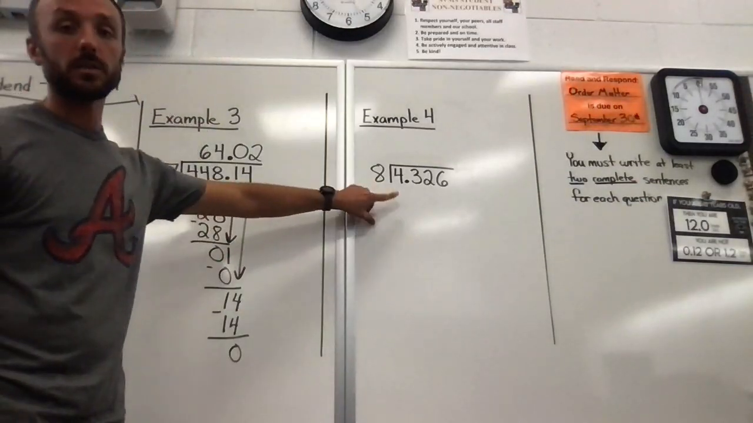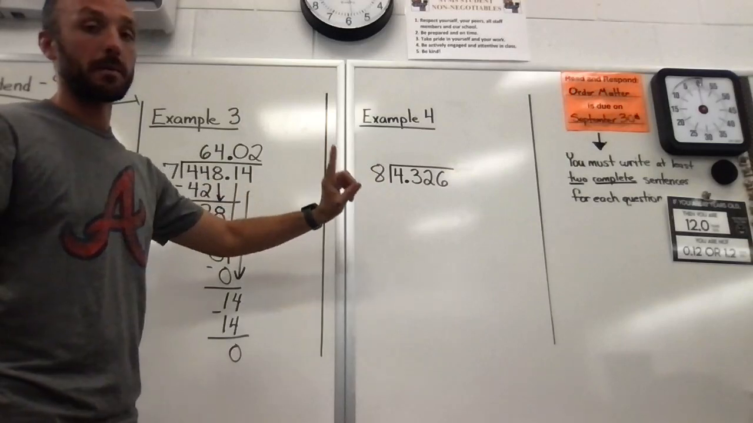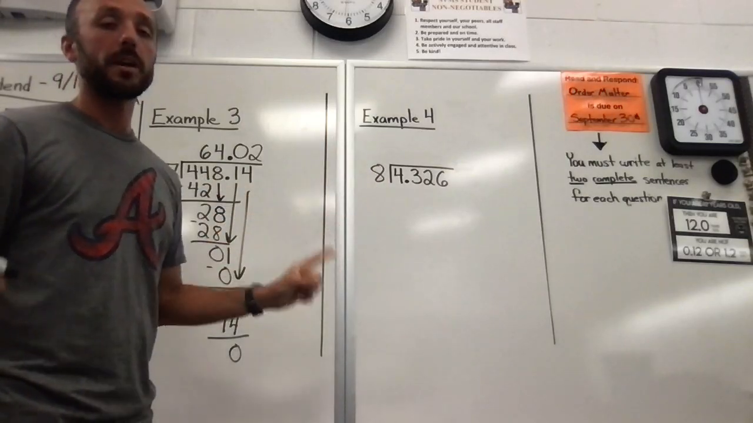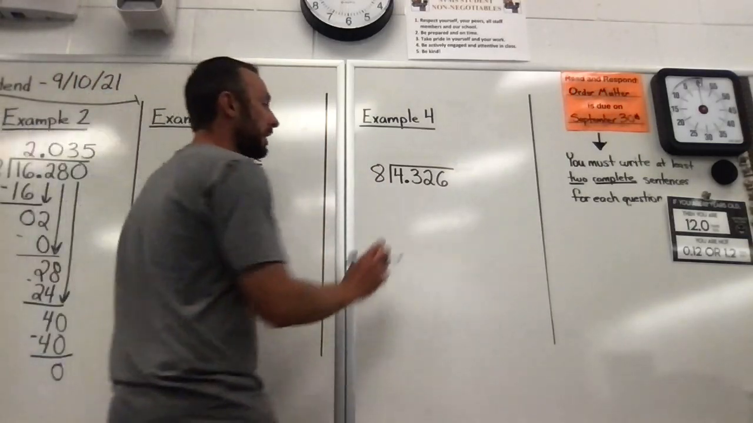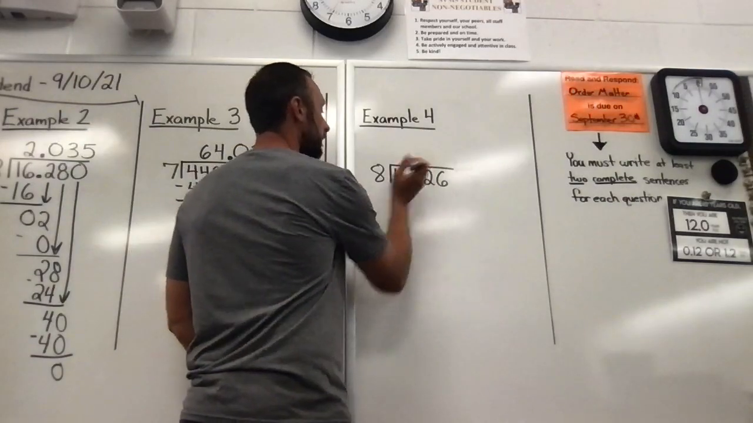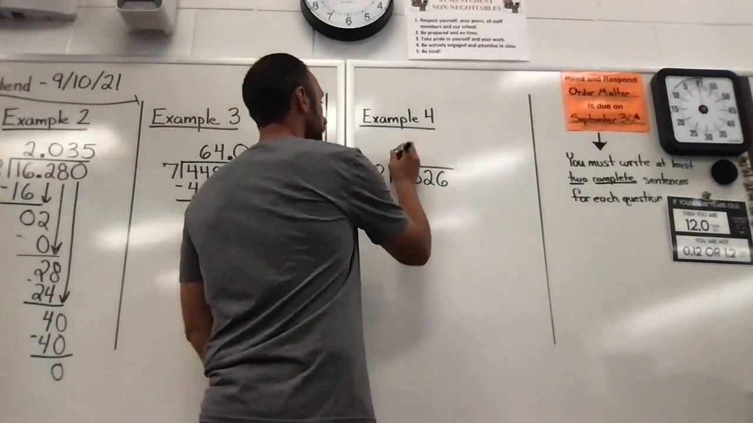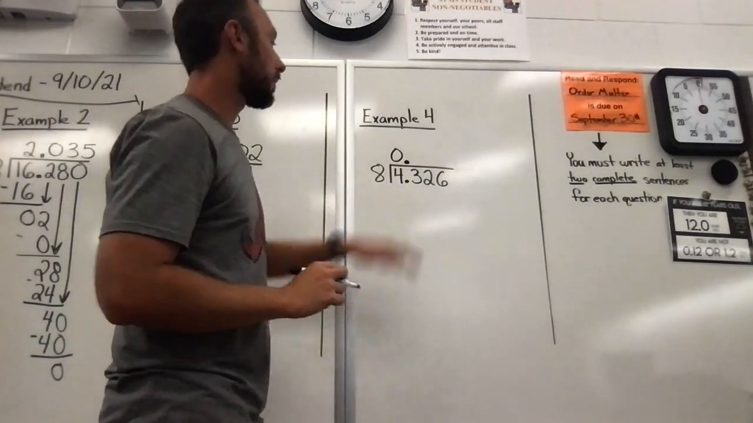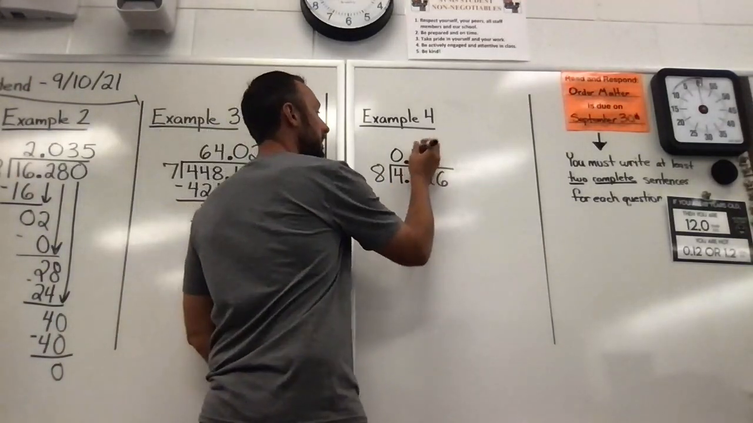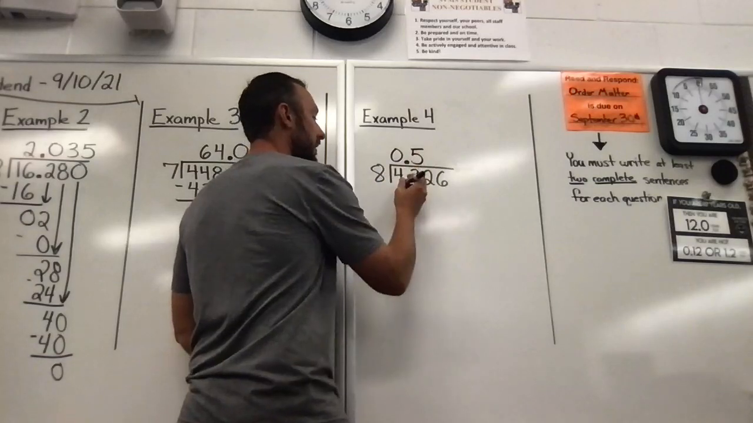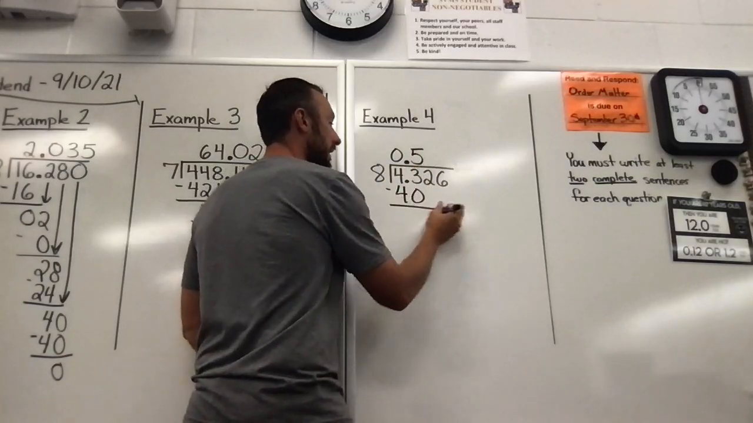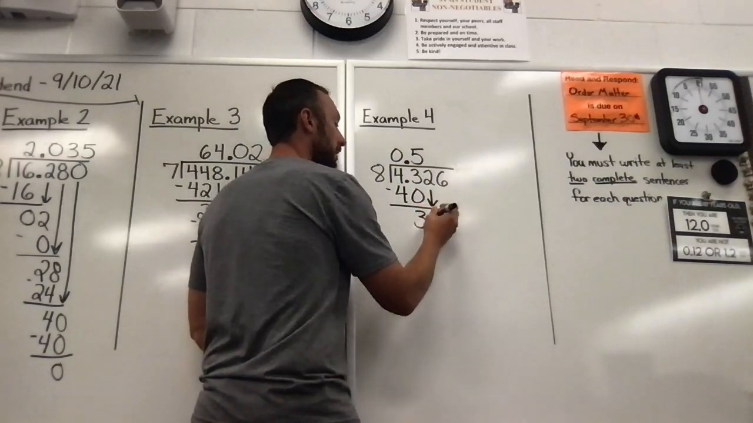Step 1, can 8 go into 4? No, it can't. Oh, I made my mistake again. I'm too excited. Before I do anything else, before I start, I should always make my decimal point straight up. Okay. 8 can't go into 4, so it goes in there 0 times. 8 goes into 43 5 times. 8 times 5 is 40. I subtract, I get 3. I bring down my 2.